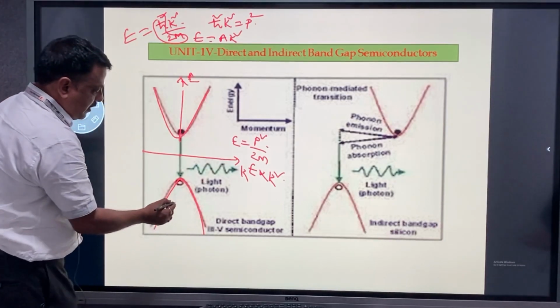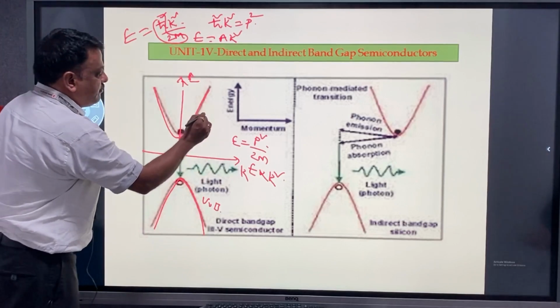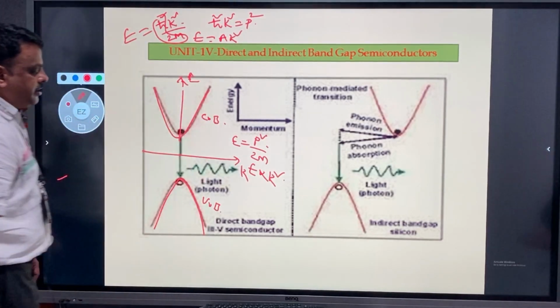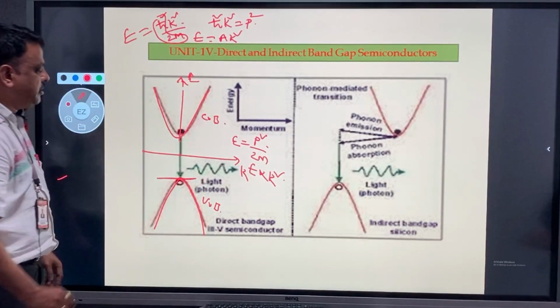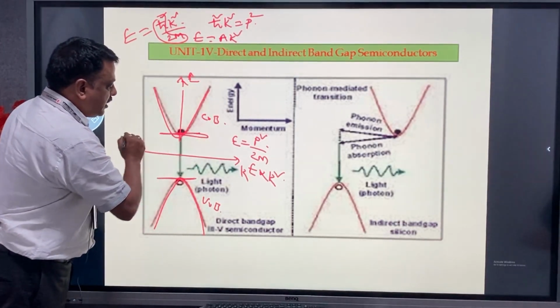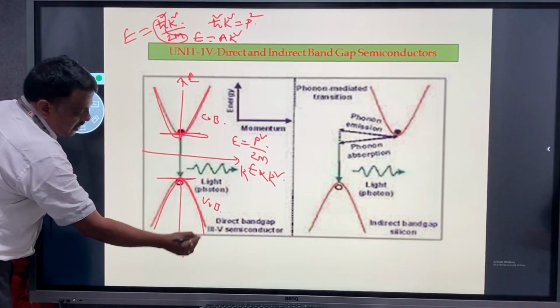This is the conduction band. E-K diagram variation in the valency band. This is the E-K diagram variation in the conduction band. Here we can observe the maximum value of the valency band and the minimum value of the conduction band occurring at the same value of K. That is called direct band gap semiconductors.